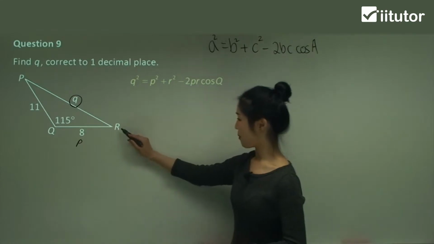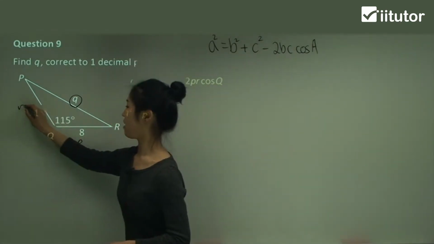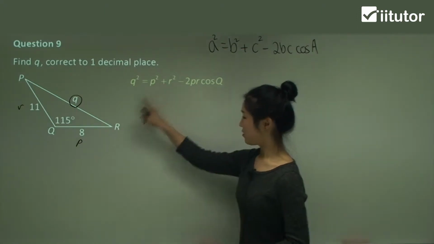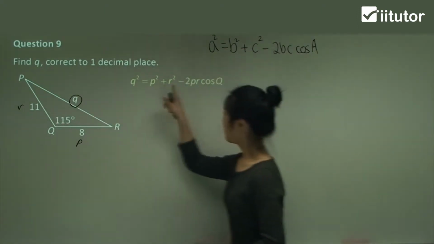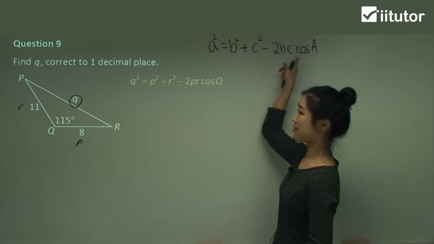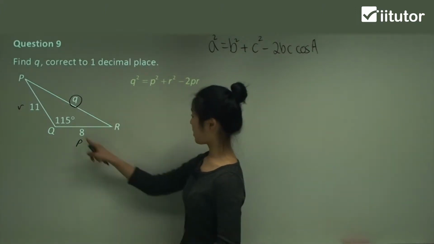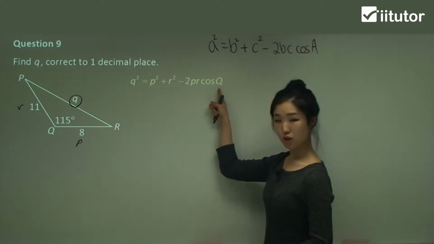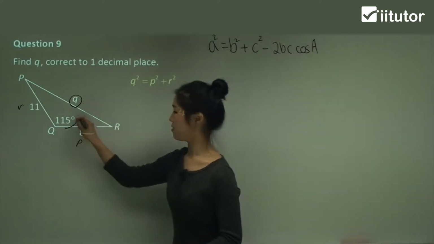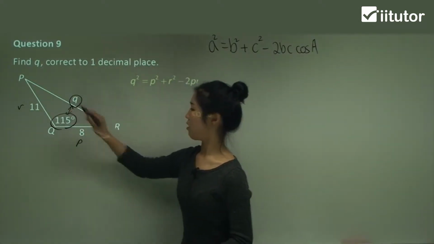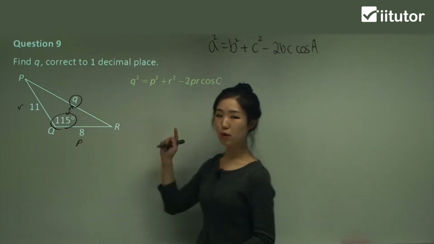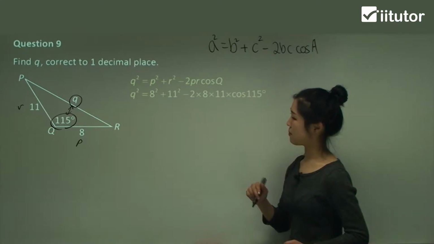Okay, and this is capital R, so the opposite side we'll call the little r. So I'll just put that in those terms, okay, p and r. So p squared plus r squared minus 2bc. So in this case, 2pr cos, and this capital Q is always going to be the opposite angle of that side. Okay, so Q is going to be this angle here. So we'll put all the numbers in like that.